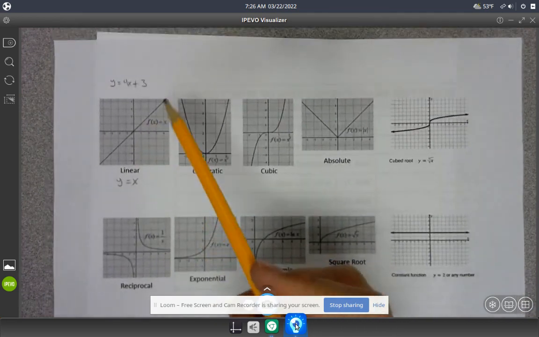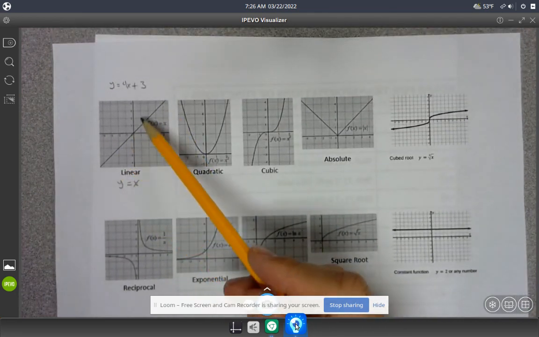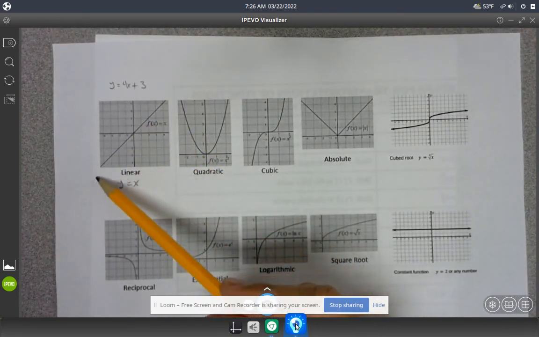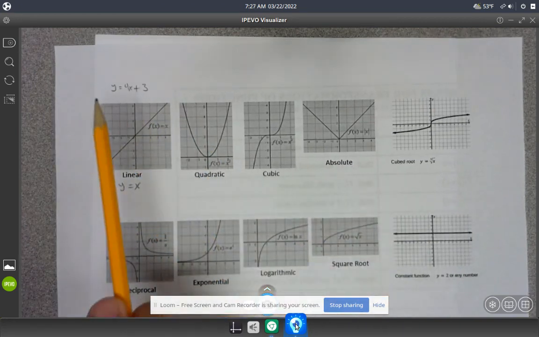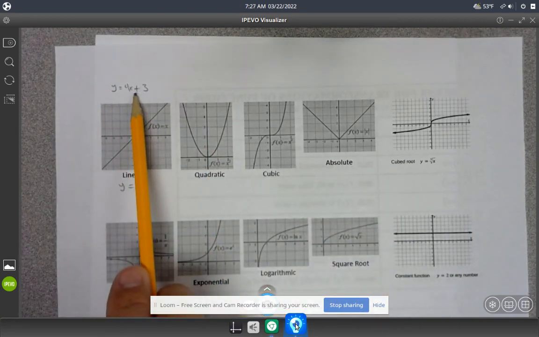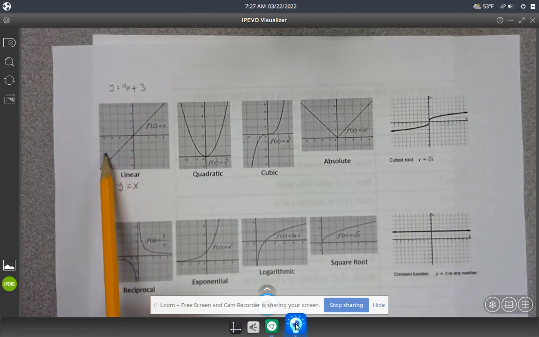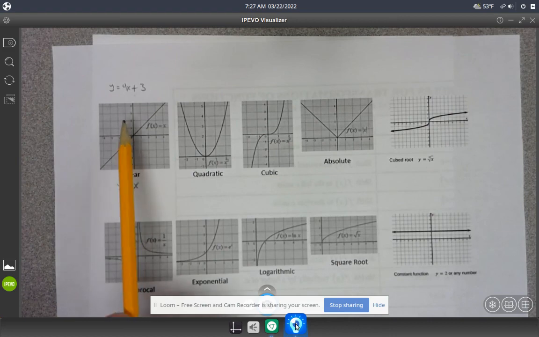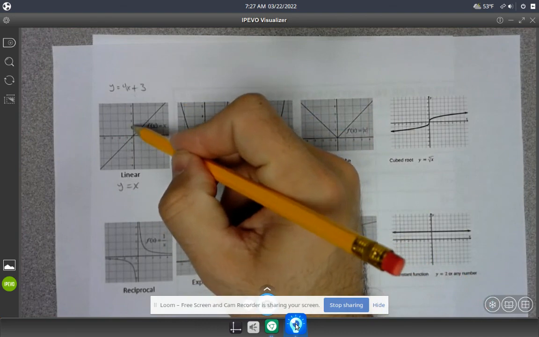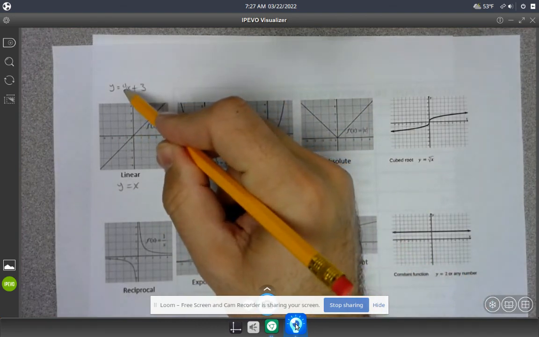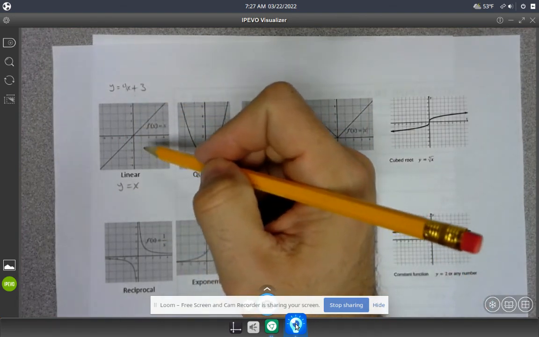So you're pretty familiar with linear functions already. Y equals x, that's this one. Y equals 4x plus 3, the graph of this would still be a line, but it would just be like a transformation of this. Instead of starting at 0, you would start off at 3. And the slope, instead of it being up 1 over 1, well, the slope would be up 4 over 1.